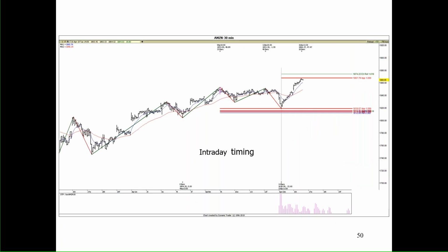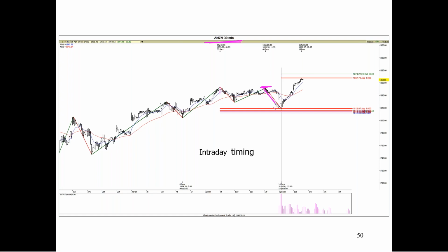Okay, now there's also intraday timing. So this is when, again, I basically make a swing file of the key highs and lows that I would like to use for the timing work. Now, in this case, this is a 30-minute chart of Amazon. And my projection would have been from this last high to the next possible low.